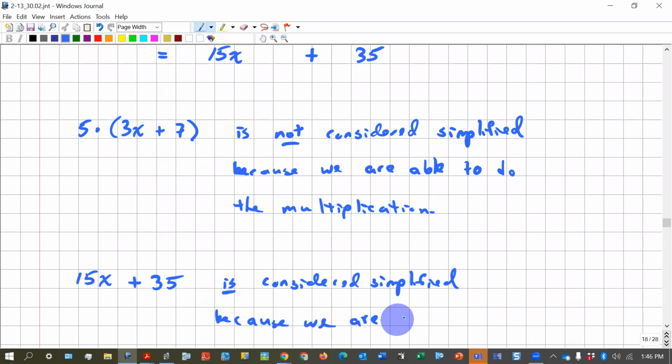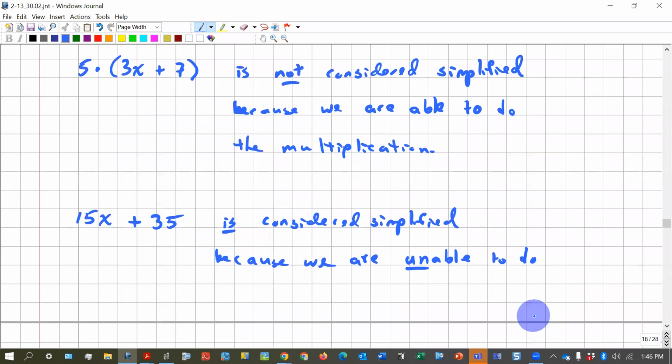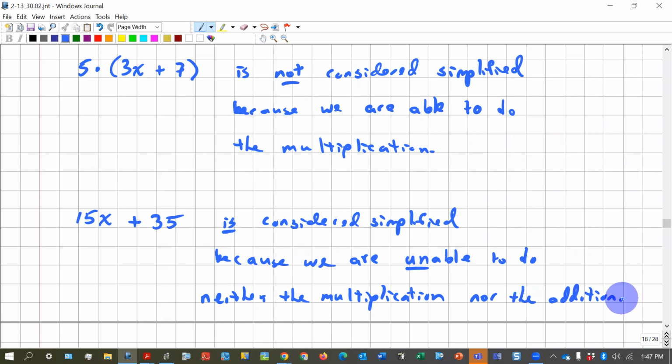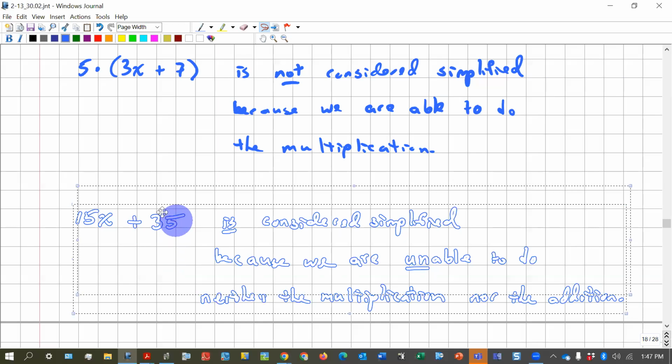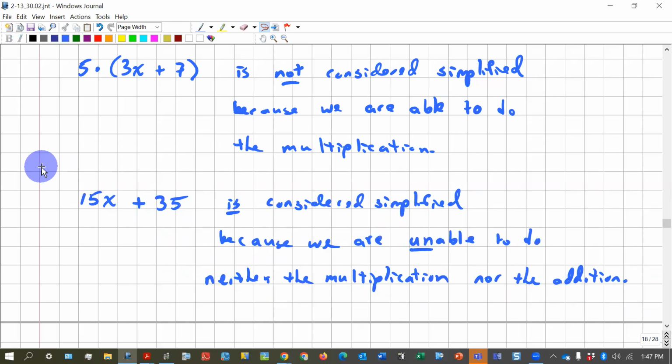Because we are unable to do either the multiplication, so neither the multiplication nor the addition. And this second version doesn't have parentheses. Here's the first version, we had to have parentheses.